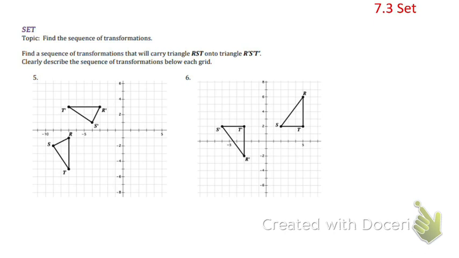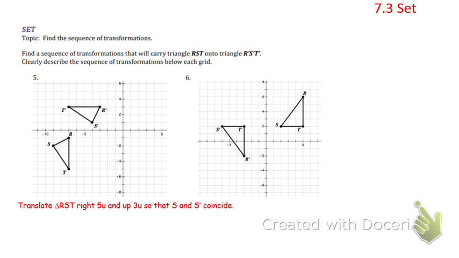All right, so here we go. I'm going to describe this all down below. The directions say you're going to clearly describe the sequence below each grid. So the first thing I want to do is make S and S prime line up. Now, instead of just saying translate, I need to be specific. How much are we translating? In this case, it looks like we need to go up 3, and then we need to go to the right 5. So if we translate triangle RST right 5, up 3, or you can say up 3, right 5, order doesn't matter here, so that we get the points S and S prime to line up, or what we call coincide.